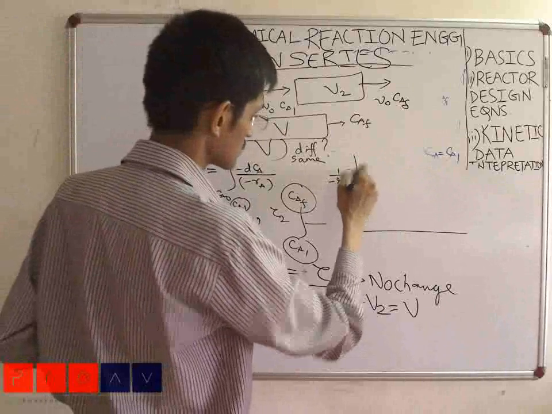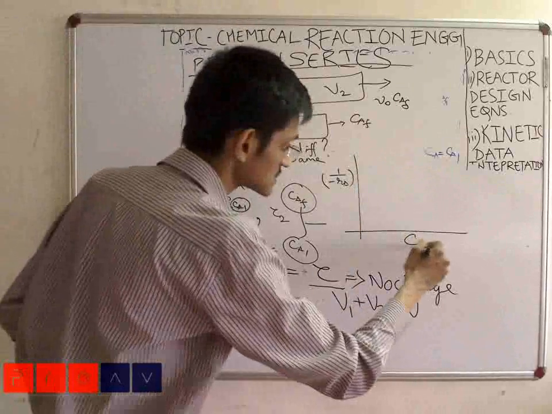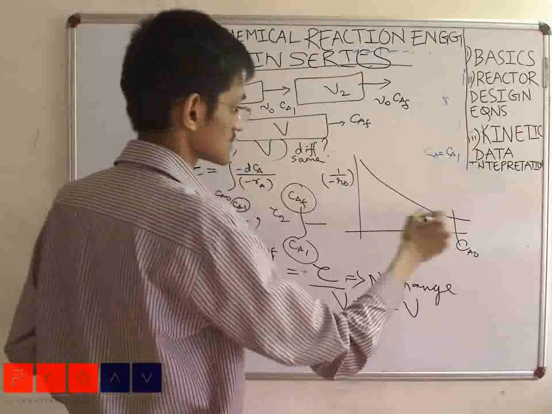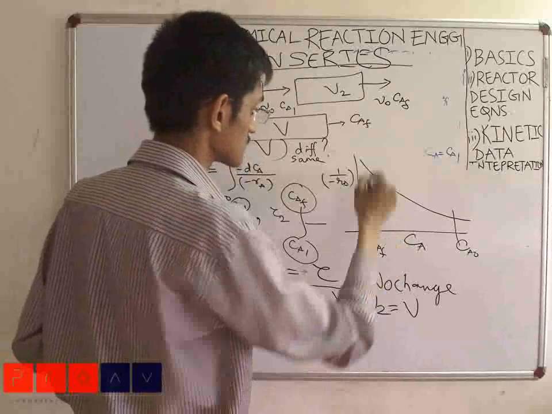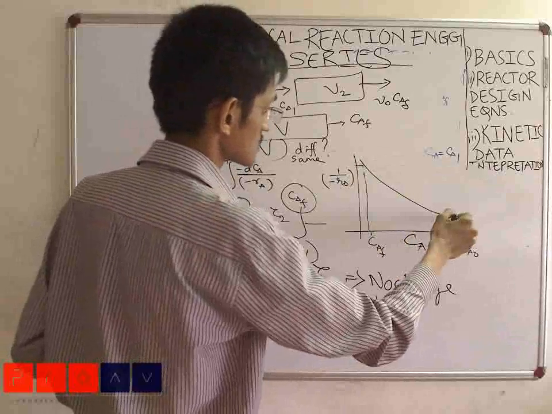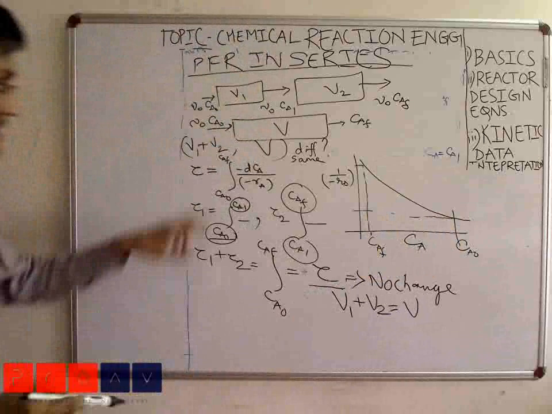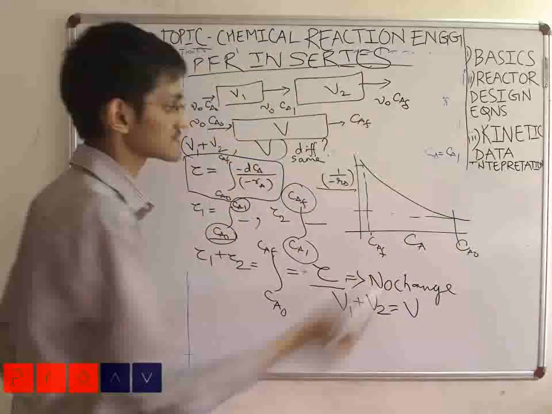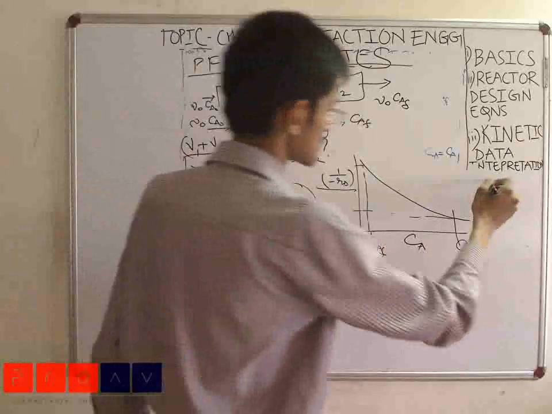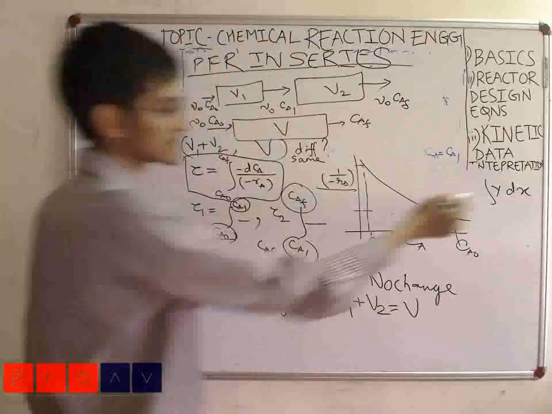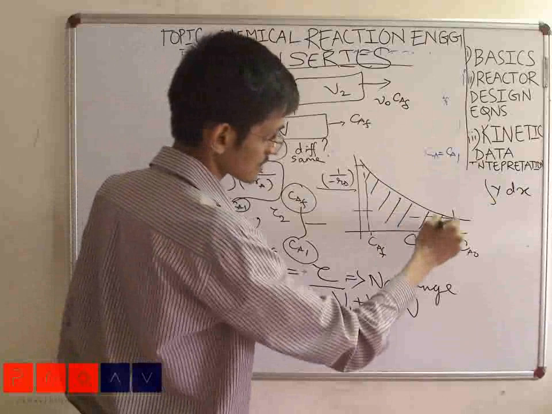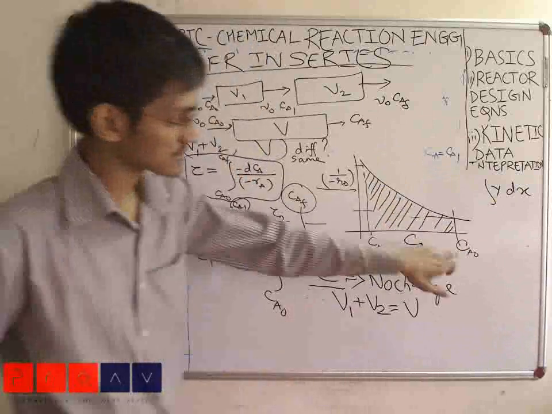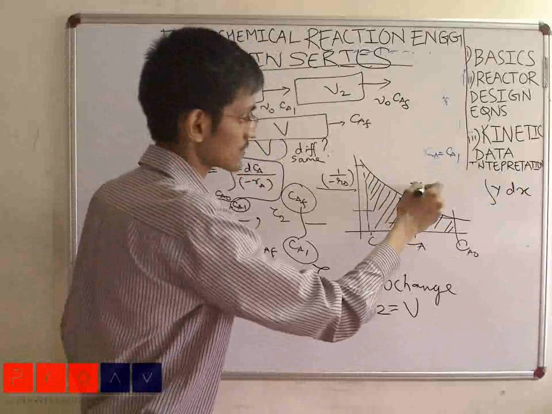Again the same thing, 1 by minus RA, we are plotting with respect to concentration C. We have the graph. Let this be CA0 and this be CAF. Now you have the expression of tau with this, with 1 by minus RA as the y variable and CA as the x variable. So it's nothing but the area under the curve, just like y dx. Y is nothing but 1 by minus RA, x is CA. Area under the curve will give nothing but the integral. So this whole area under the curve bounded by the ordinates at CA0 and CAF gives you tau for the PFR.